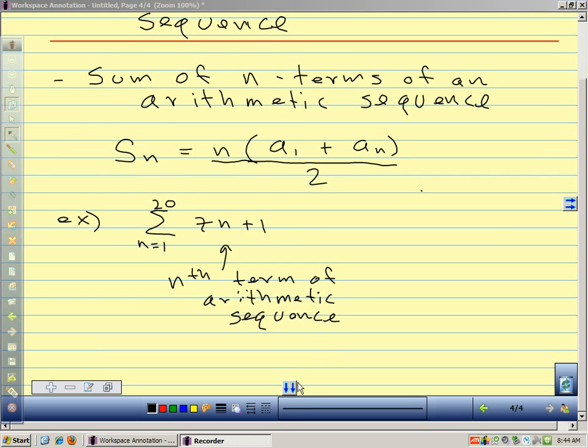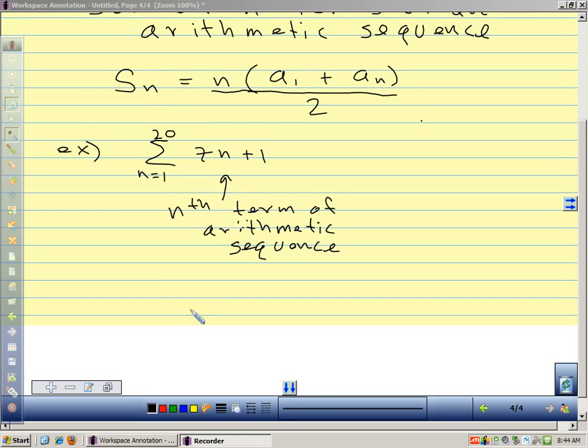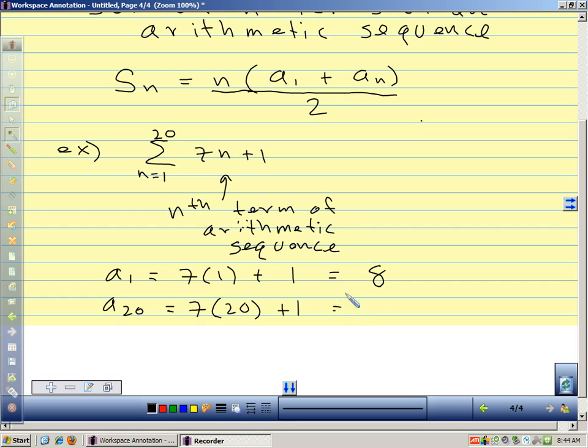So we need a couple of things. A sub 1 is just 7 times 1 plus 1. So a sub 1 is 8. A sub 20 is our last term. A sub 20 is 7 times 20 plus 1, which is 141. We're going from n equals 1 to 20, so n equals 20. We have 20 terms.